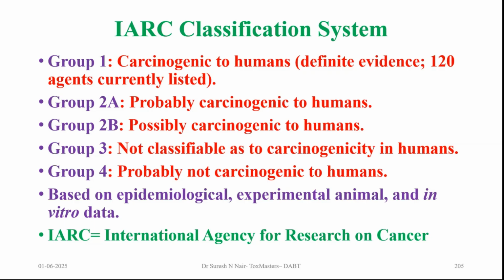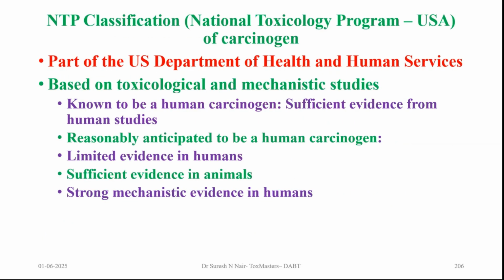Then group 2A is probably carcinogenic to humans. The 2B is possibly carcinogenic. There is a difference between 2A and 2B that I will mention later. Group 3 is not classifiable as to carcinogenicity in humans, because it is not evidentially proven that it can produce carcinogenicity. Then group 4 is probably not carcinogenic to humans. This is based on epidemiological data, experimental animals, and in vitro data. Combining all those things, this grouping has been made.